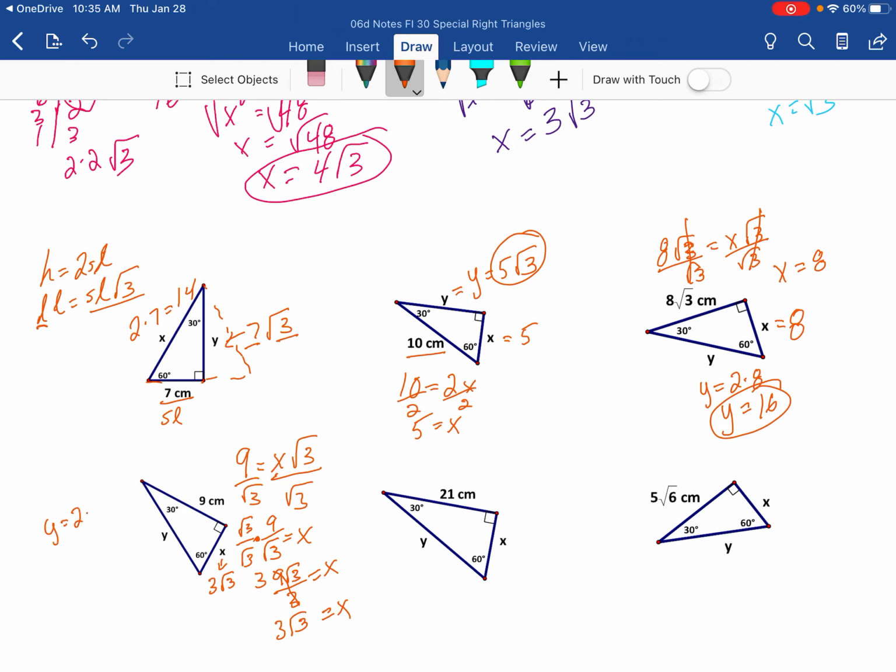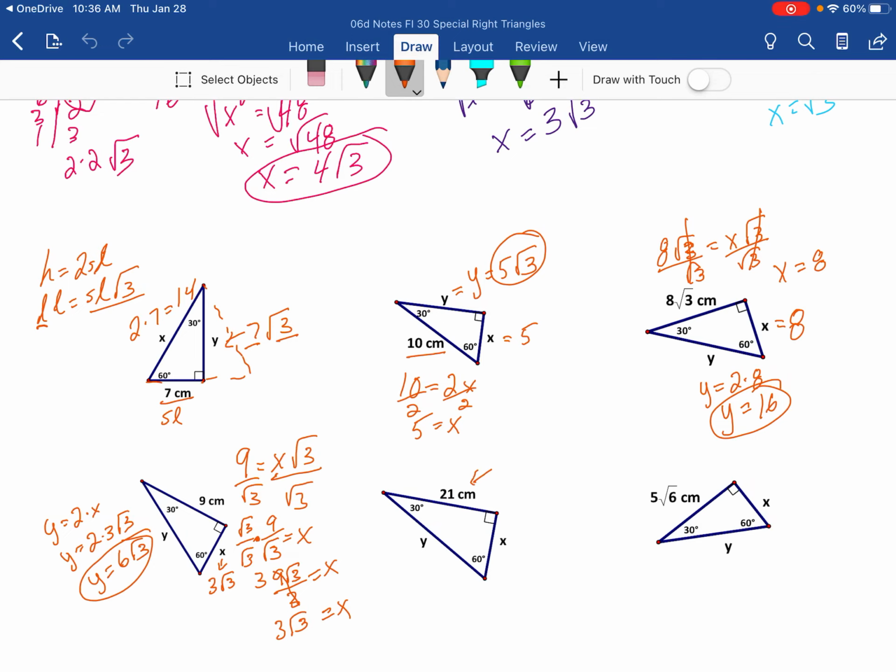My hypotenuse, which is y, is equal to 2 times my short leg, so 2 times x. So my hypotenuse is equal to 2 times 3 radical 3. So my hypotenuse is equal to 6 radical 3.